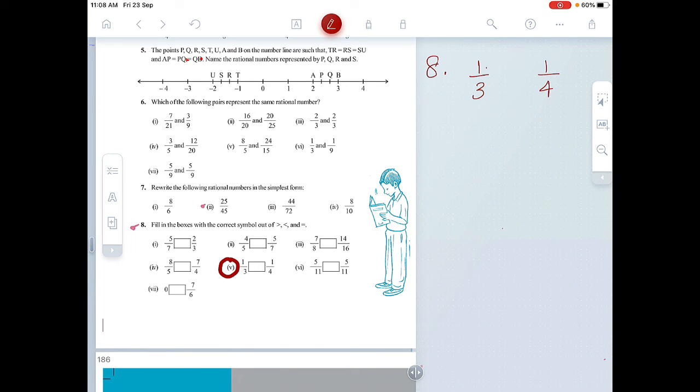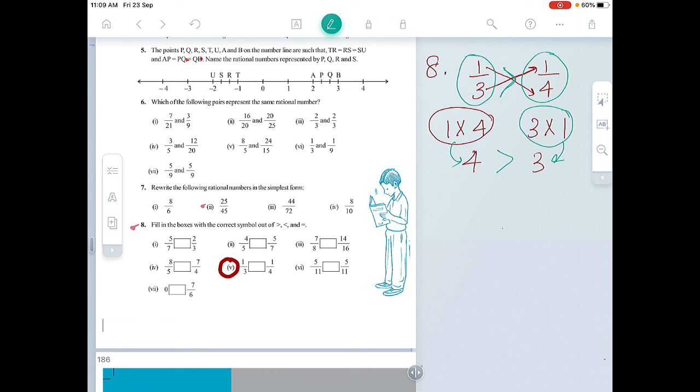The procedure is numerator 1 into denominator 2, 1 into 4. Again, denominator 1 into numerator 2. Okay. So here you can see this product is coming as 4, this product is coming as 3. 4 is greater than 3. So it is very clear that this fraction 1/3 will be greater than this fraction. So here you will put the greater than sign.